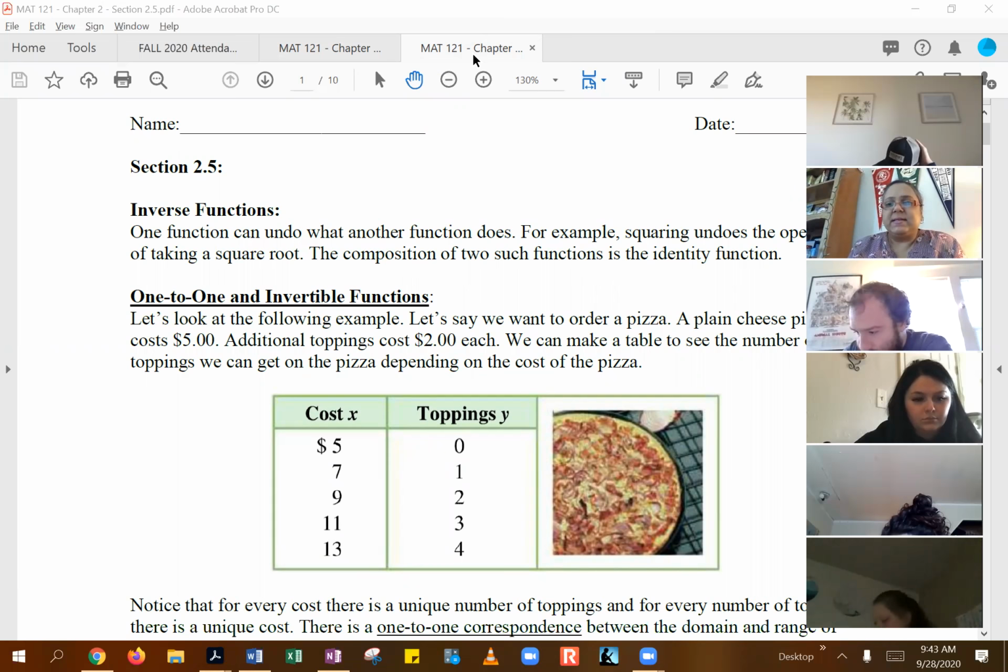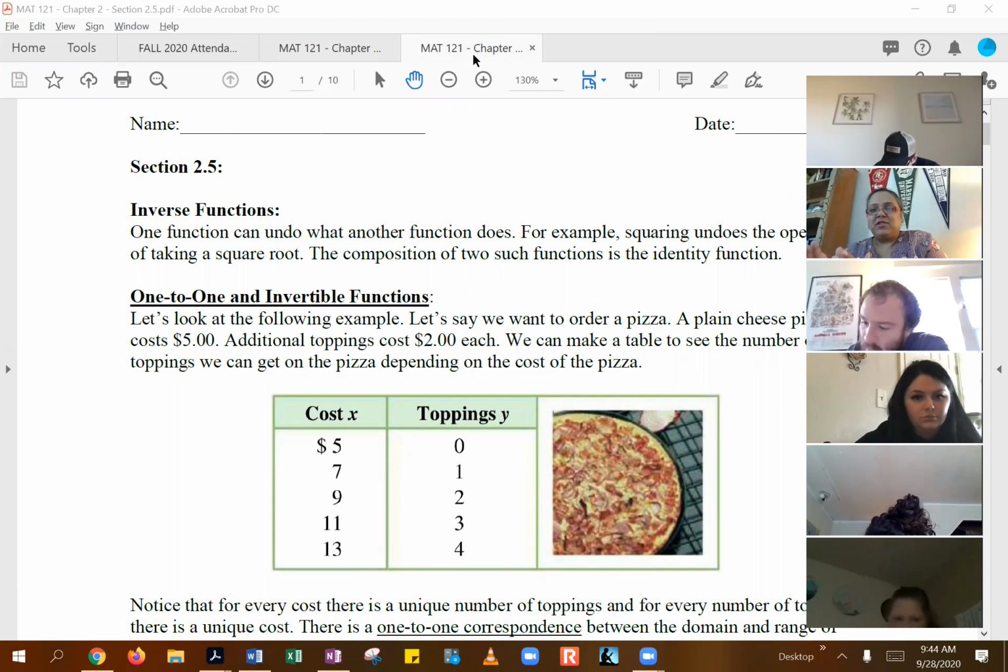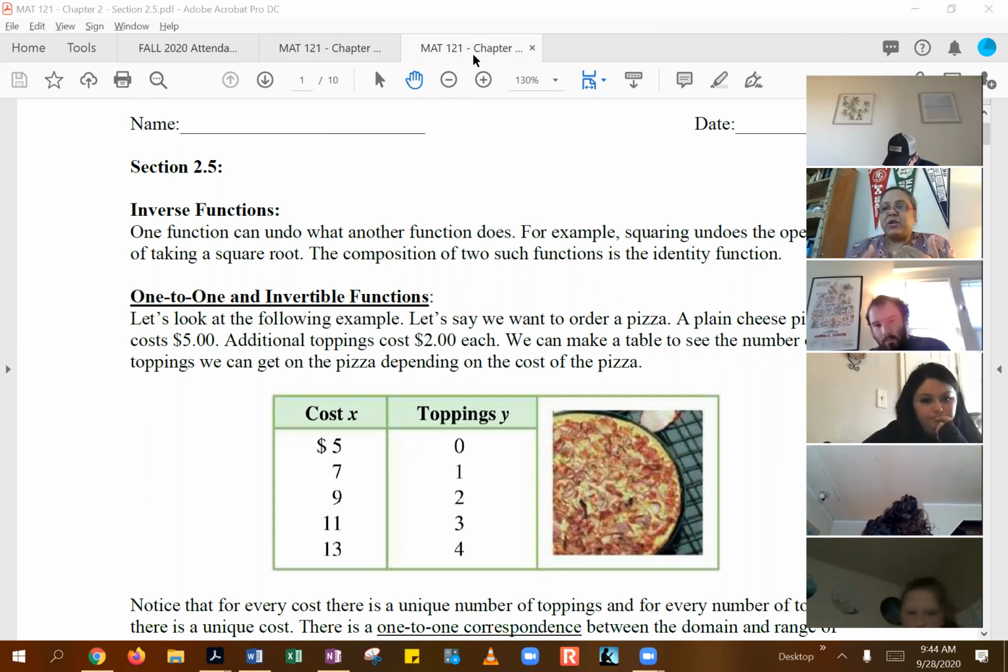The idea is whatever the first function will do, the second function will undo, right? If you just think in simple terms, subtraction will undo what addition did, multiplication will undo what division did, and cube root will undo what a cube function did.